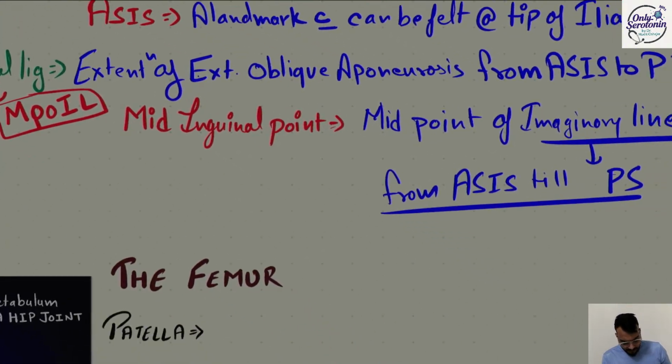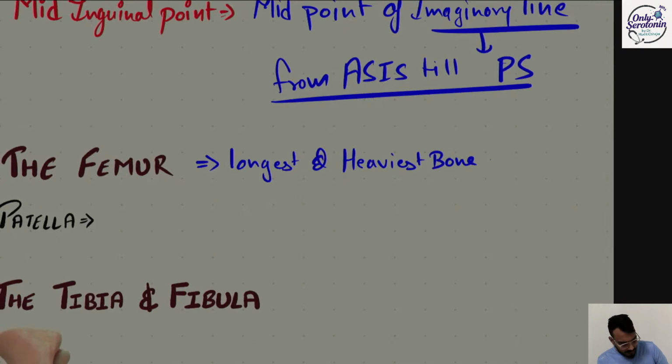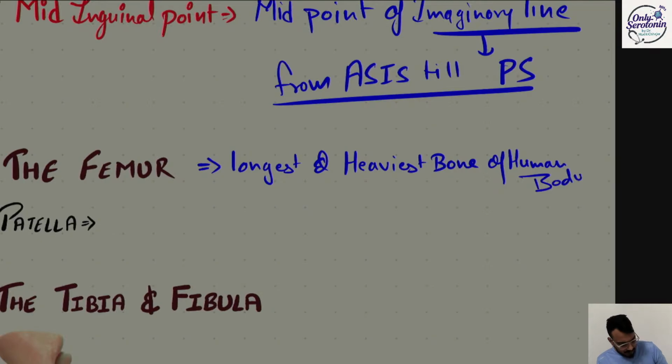Then let's come to the femur, guys. The femur is the largest and heaviest bone of the human body. It is the longest and heaviest bone of the human body, right?